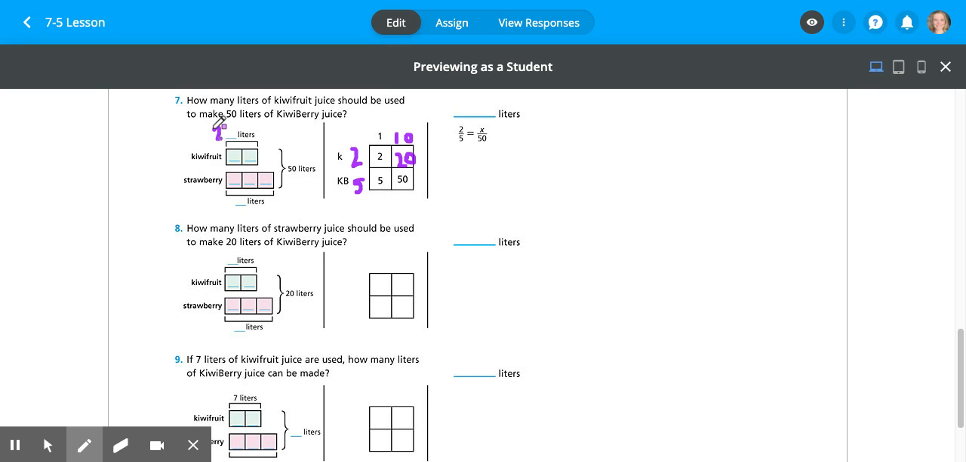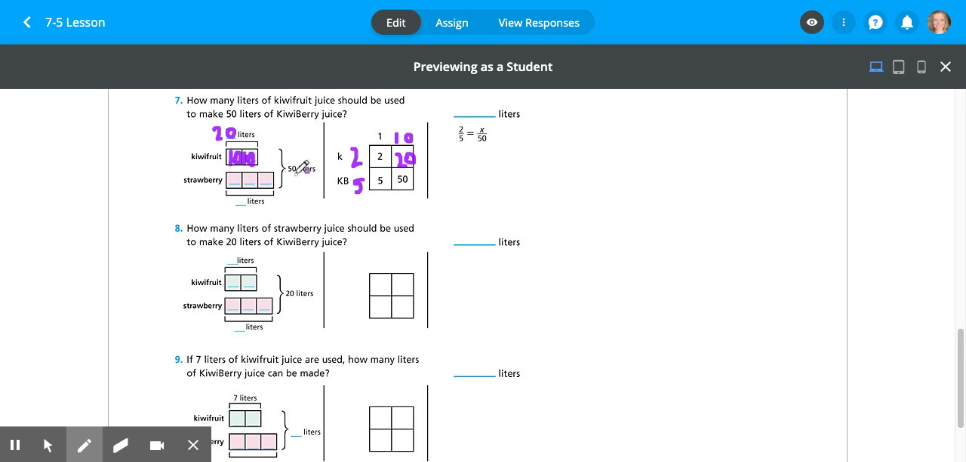So we have 20 liters, and we have our 20 liters. We know kiwi fruit is going to be 20 liters. That needs to be split up into 2 pieces, so that's 10 and 10. So now we're looking at a total of 50 liters.